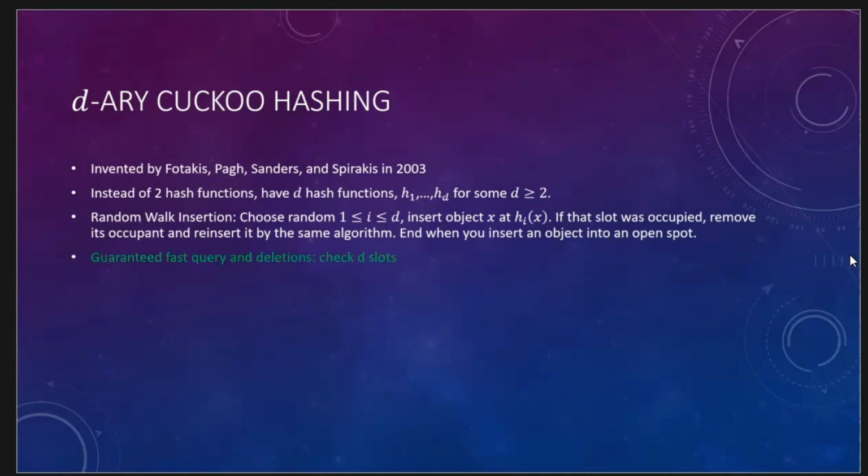There is kind of a downside in that now we have to check d slots to see if somebody's there, and to delete it, instead of just 2. So you don't want to make d too large. It should probably still be a single digit number, really. But you can make it more than 2.